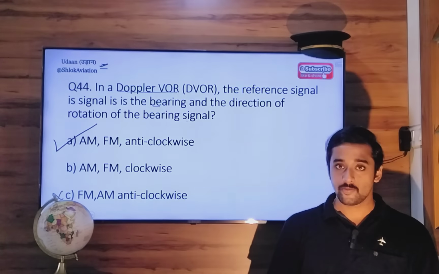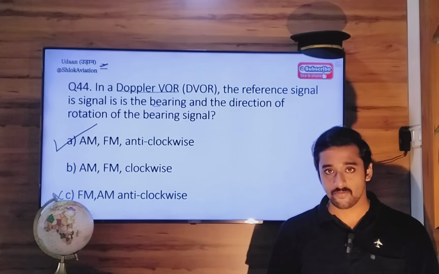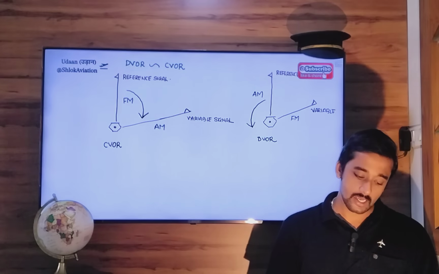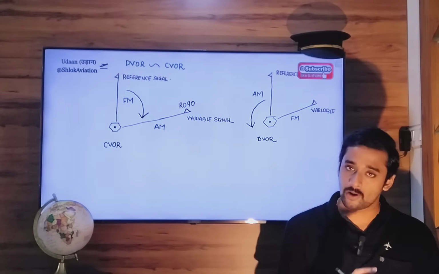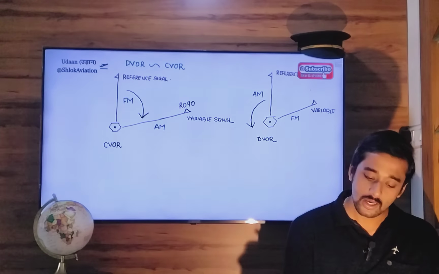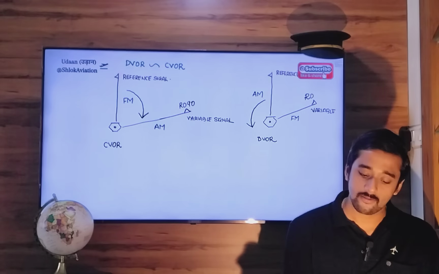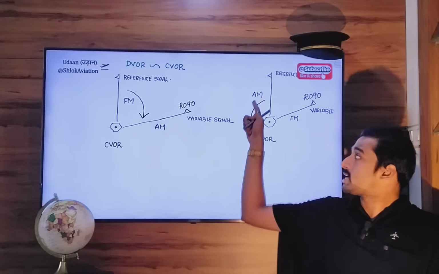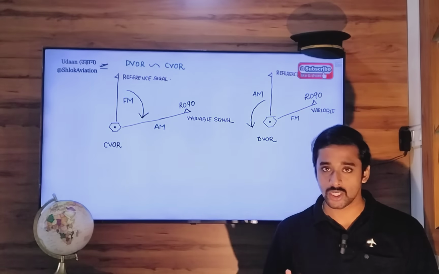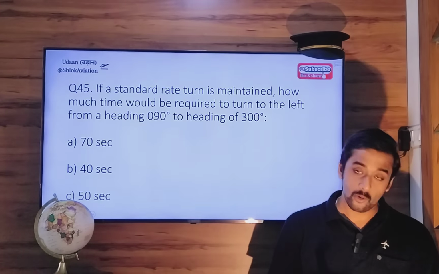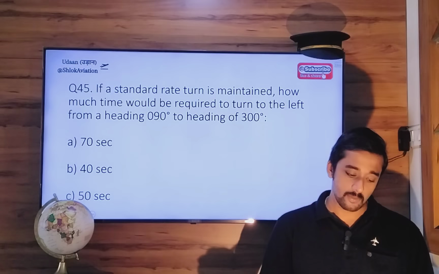So option A. The radial will be the same. If you are on radial 090, let's say for example, even in case of Doppler VOR, when this signal makes a rotation like this, the radial will still be 090. That won't change. Very important. This knowledge is very important for ATPL.